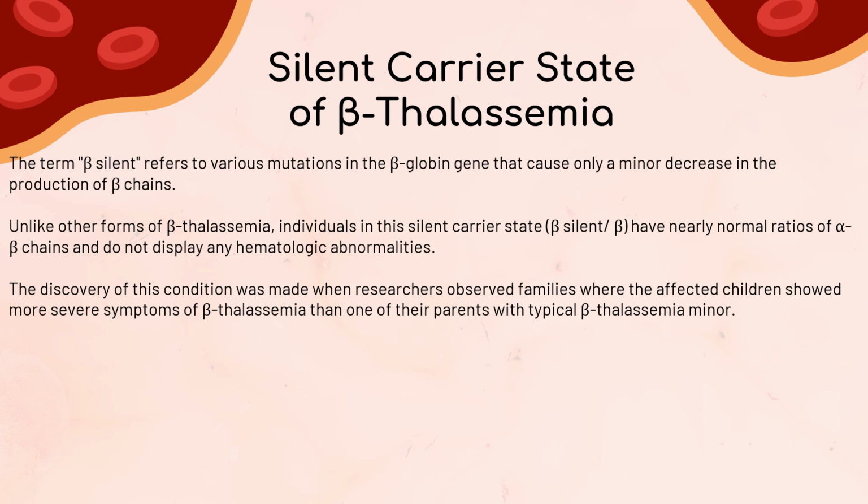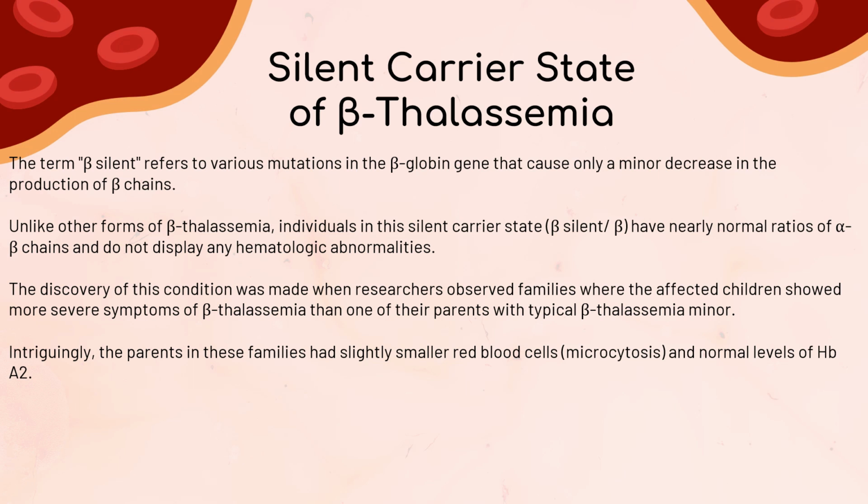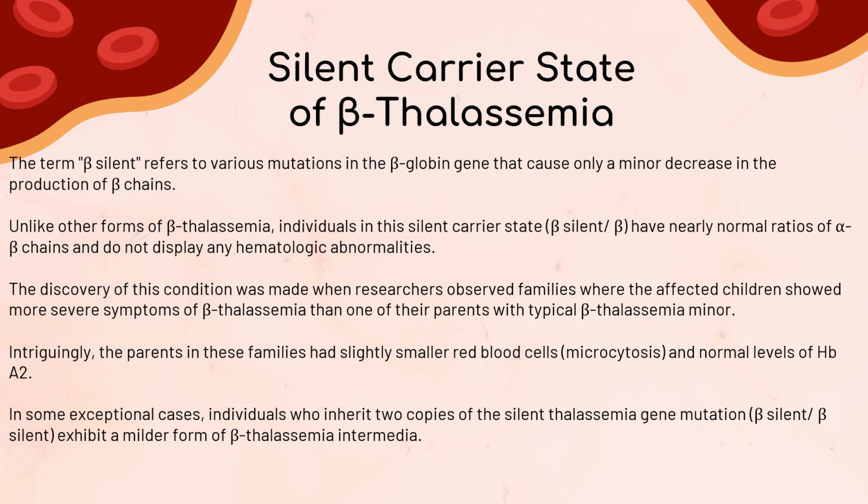The discovery of this condition was made when researchers observed families where the affected children showed more severe symptoms of beta-thalassemia than one of their parents with typical beta-thalassemia minor. Intriguingly, the parents in these families had slightly smaller red blood cells, microcytosis, and normal levels of hemoglobin A2. In some exceptional cases, individuals who inherit 2 copies of the silent thalassemia gene mutation, beta-silent/beta-silent, exhibit a milder form of beta-thalassemia intermedia. This variant is characterized by an increased level of hemoglobin F and hemoglobin A2.